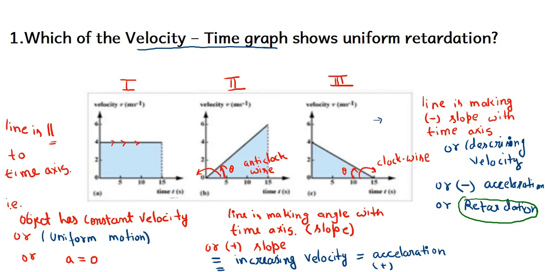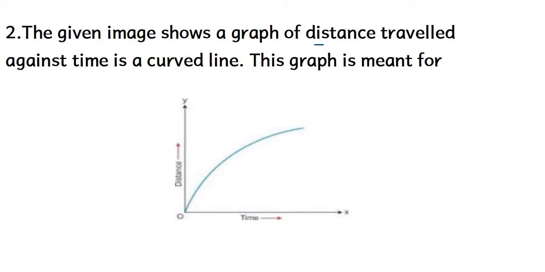We can also read as first graph shows acceleration is equal to 0, the graph when the object has 0 acceleration. Second graph shows object has positive acceleration, and third graph shows object has negative acceleration.